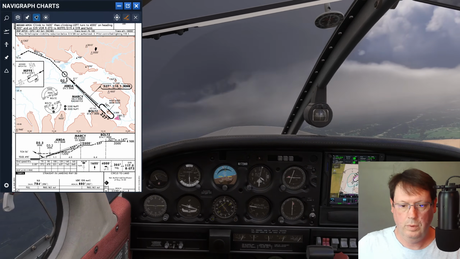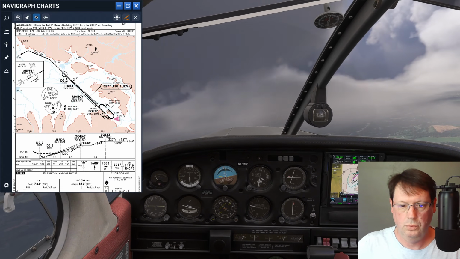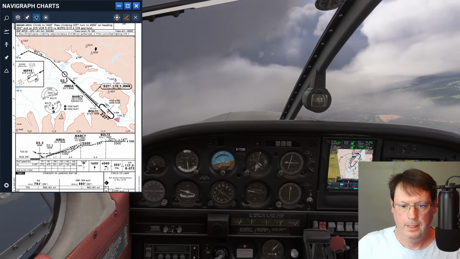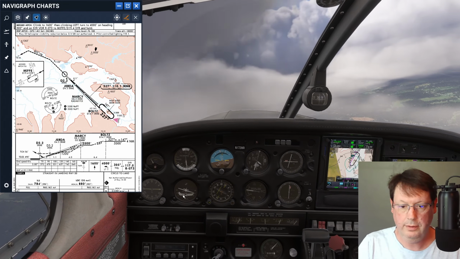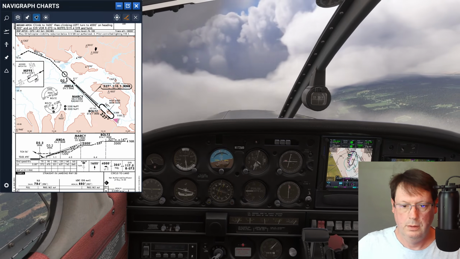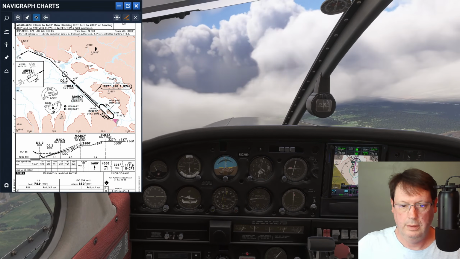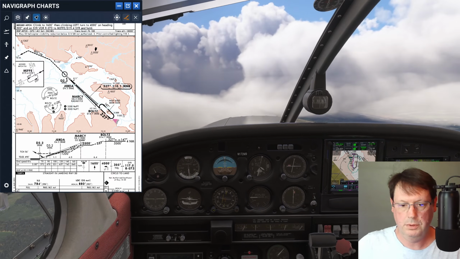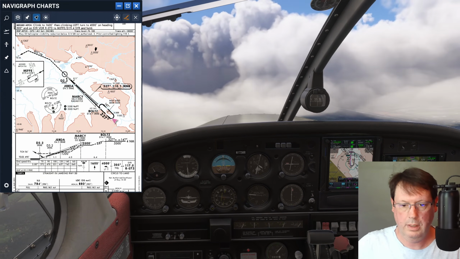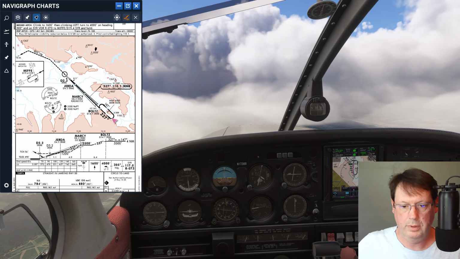So if you do it right, you'll roll out right with the needle centered. And if you're on a standard rate turn, that's what it should do. So it's not coming in all the way right yet, so we'll just straighten out here for a second. And when you straighten out, oh, see, we got a left crosswind. All right.